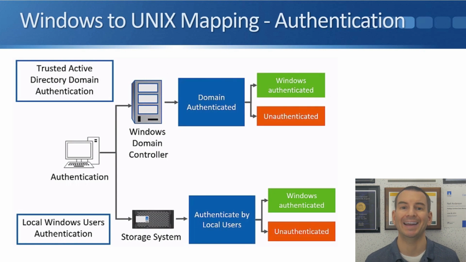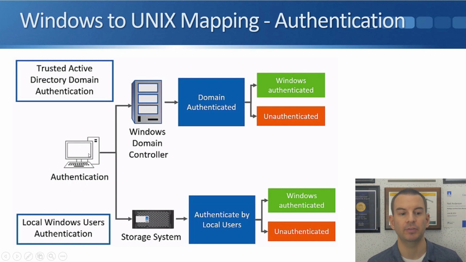So let's have a look at how this works with a flowchart. Starting off with Windows to Unix mapping, we'll do Unix to Windows after this. So this is where a Windows user is trying to access a volume or qtree which has Unix permissions on there. So we're trying to open up a file or folder with Unix permissions on it. First off, that user needs to be authenticated.